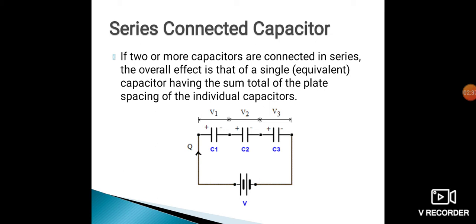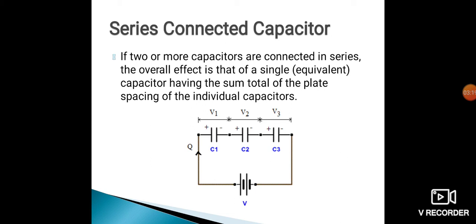If two or more capacitors are connected in series, the overall effect is that of a single capacitor having the sum total of the plate spacing of the individual capacitors. That means when the capacitors are connected in series, the equivalent capacitor, or the total capacitor, or a single value of capacitor, will be given by the sum total of plate spacing of the individual capacitors.